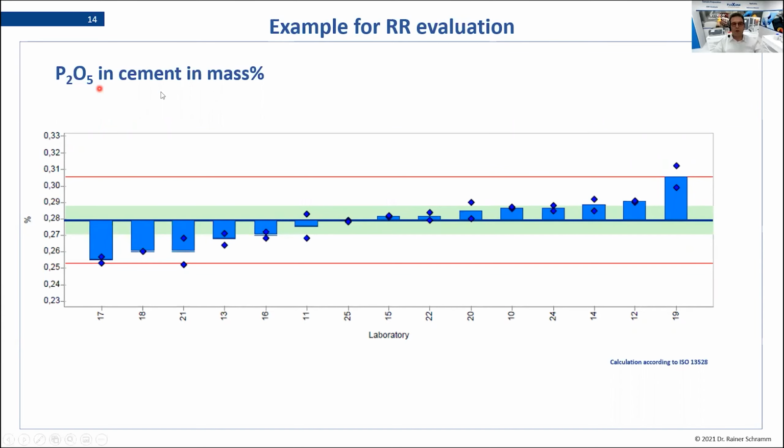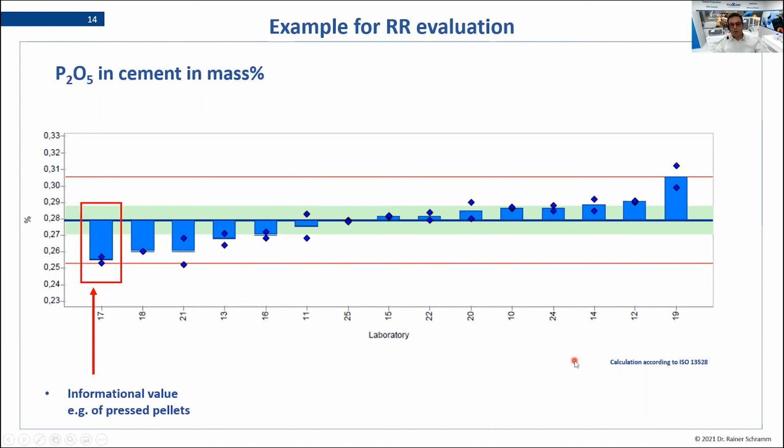But now let's have a look on results of a round robin study. My example is phosphorus in cement. And what you see here is that the laboratory values were sorted from the lowest value to the highest value, so that you get this nice kind of order. All the laboratories are coded so that you don't know who it is. And you will see the single values the laboratories have given to that study.